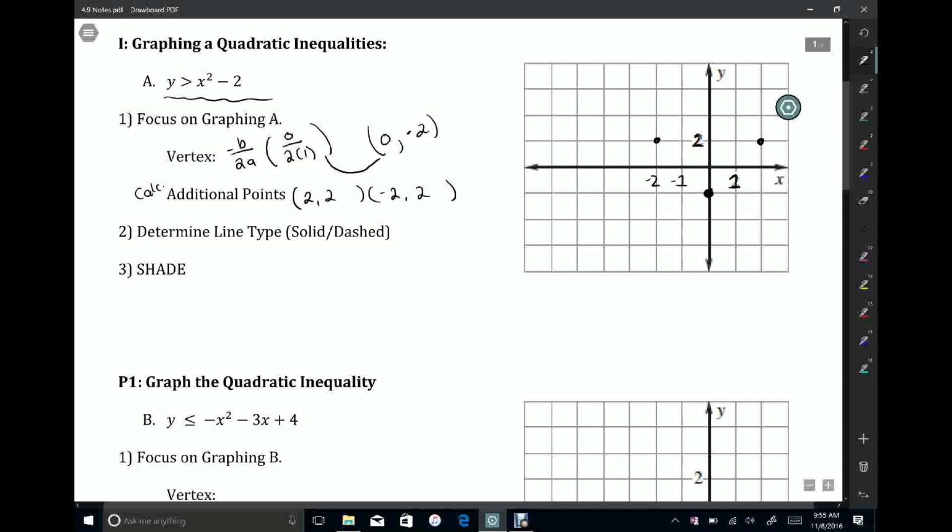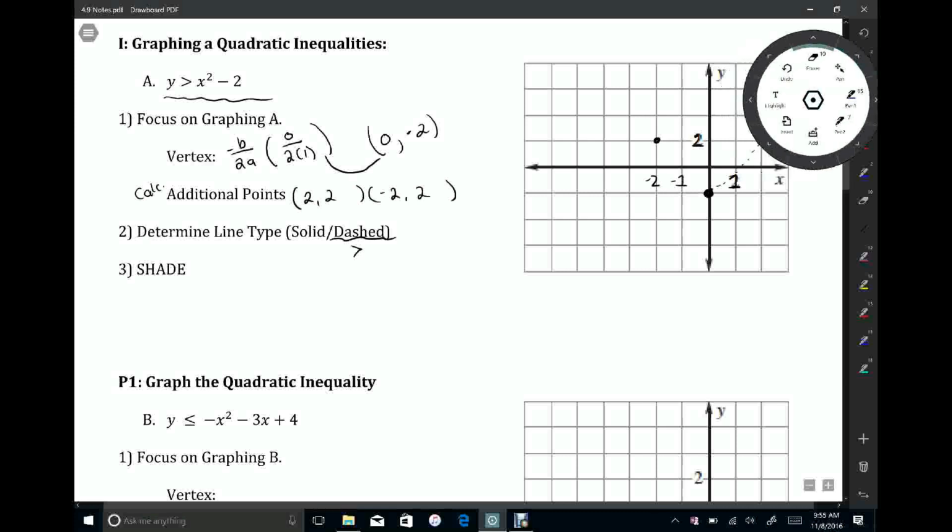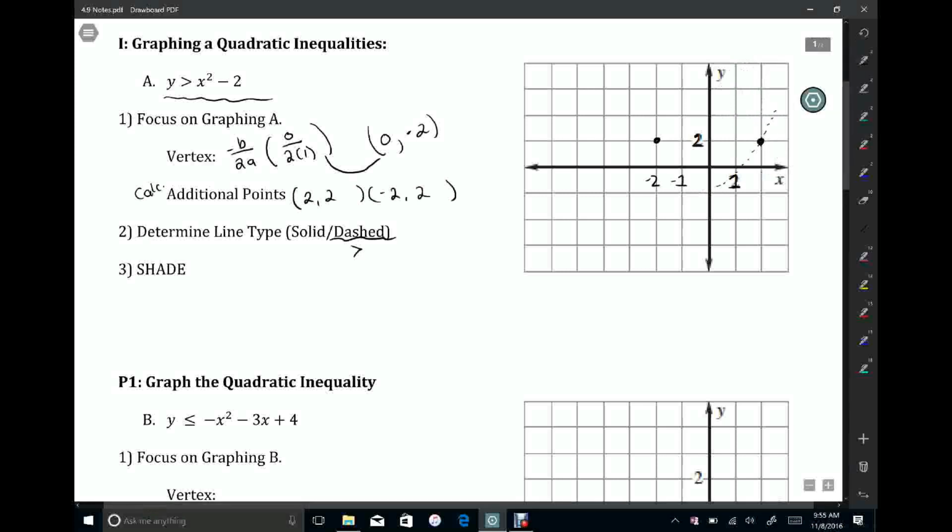We have a dashed line due to greater than. So that's how we'll connect our points now. Dashed. Whoops. And I don't want the eraser. Okay. And dashed again.